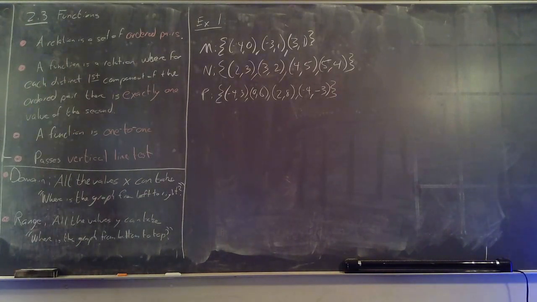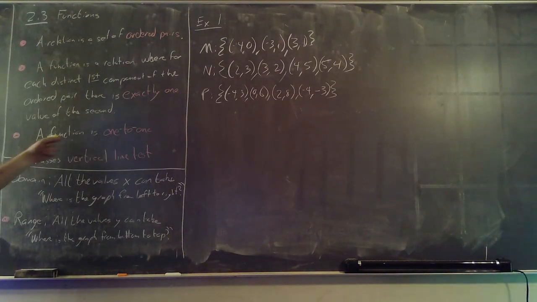A function, on the other hand, is a special type of relation. So all functions are relations, but not all relations are functions. A function is a special type of relation where for each distinct first component of the ordered pair, that is the x component, there is exactly one value for the second component, or in other words, there's exactly one y value for every x value.